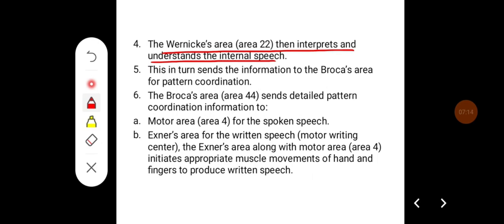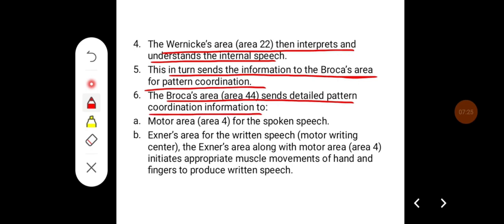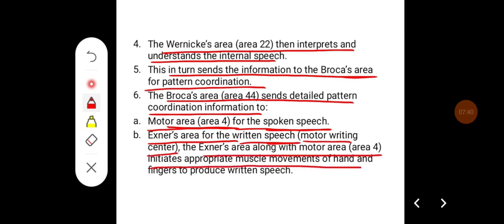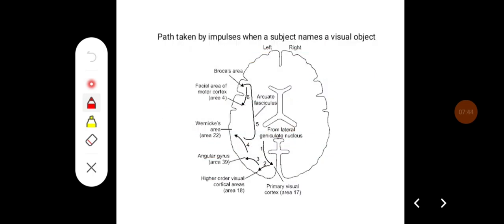Then in turn it sends information to Broca's area for pattern coordination. Broca's area, that is area 44, sends detailed pattern coordination information to the motor area 4 for the spoken speech and Exner's area for the written speech, that is the motor writing center. The Exner's area along with motor area 4 initiates appropriate muscle movements of hand and fingers to produce written speech.